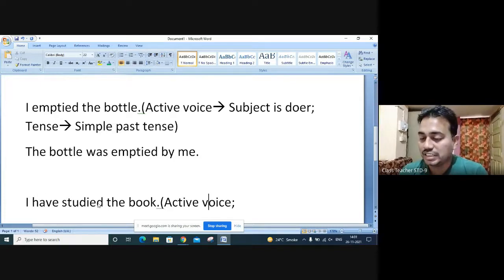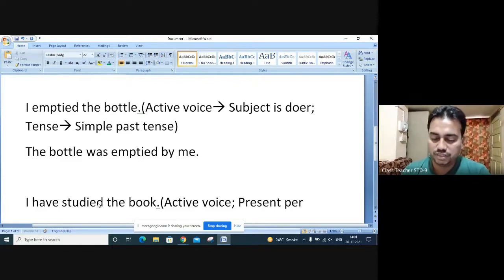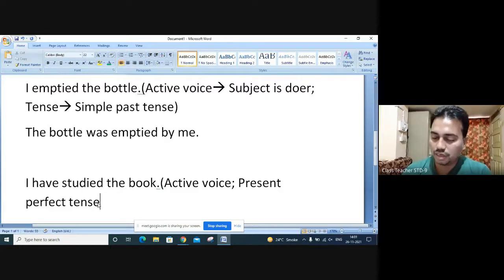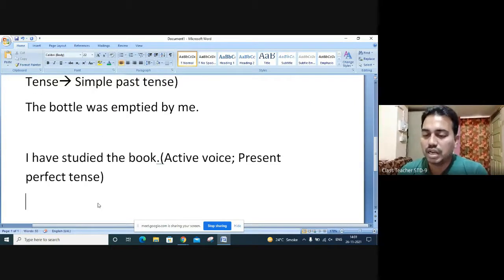So the sentence is in, right? It is present perfect tense. Present perfect tense. Okay. Now let's transform this sentence into passive voice again. The book. Now, what helping verb do we use for third person singular for present tense? Has or have? Third person singular, present tense. Is it has or is it have? Find out, find out, find out. Okay, it's has. The book has.